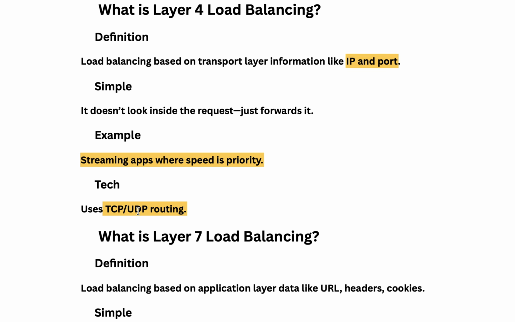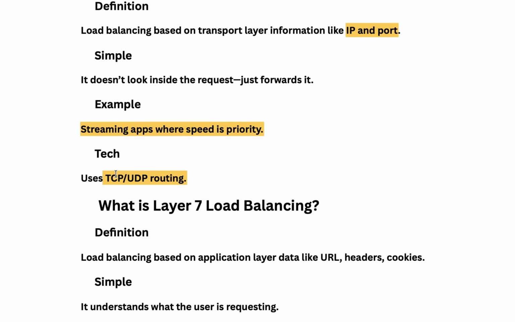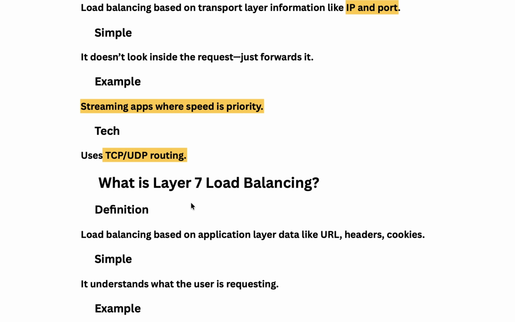UDP is connection oriented and TCP is connectionless. So TCP is, I think, fast. You can check on that, but I'm a little unsure about that. TCP is fast, so we use it in streaming purposes.